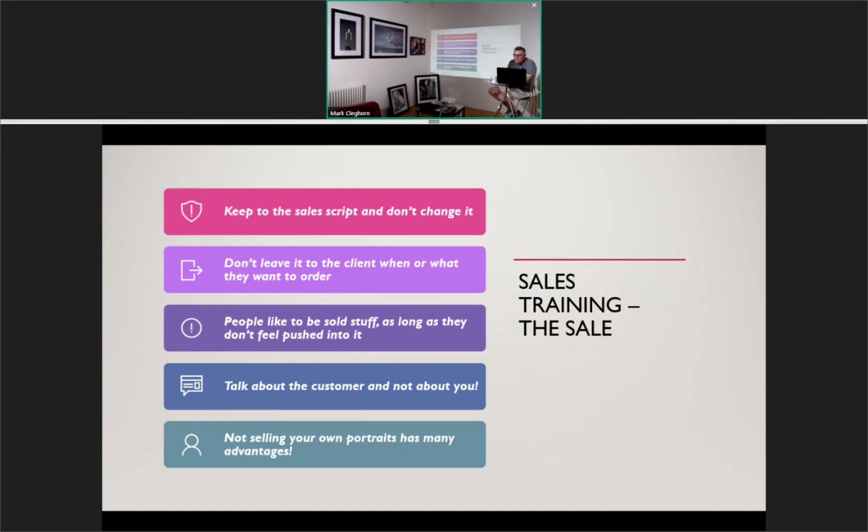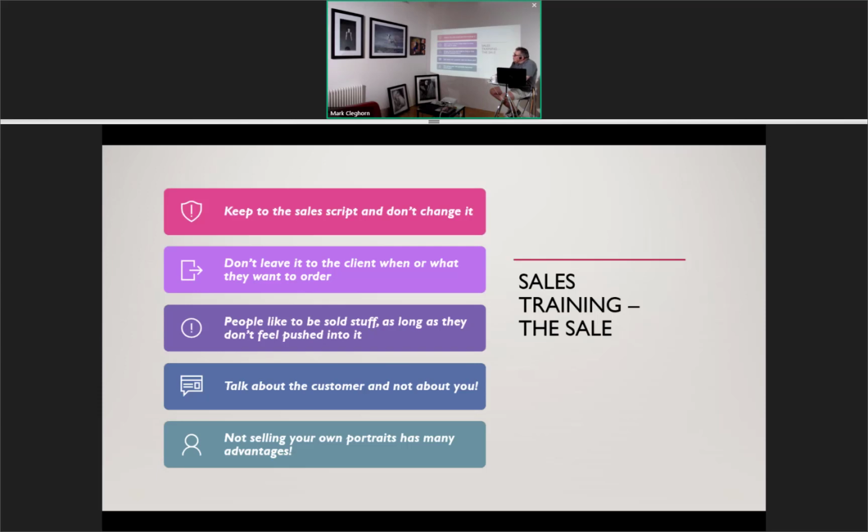So just to end off, okay? Remember, keep to the sales script and don't change it. Don't leave it to the client when or what they want to order. This is the sales room. This is when they're coming to buy. That's when they're going to buy it. People like to be sold stuff as long as they don't feel pushed into it. I just did that. I helped them buy. That's all I did. Talk about the customer and not about you at any stage.